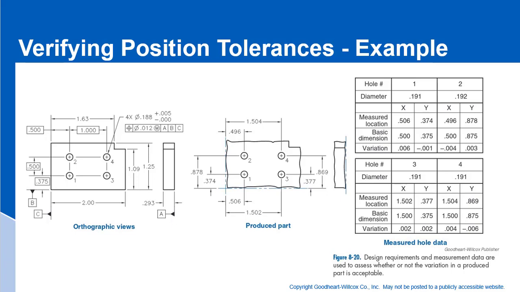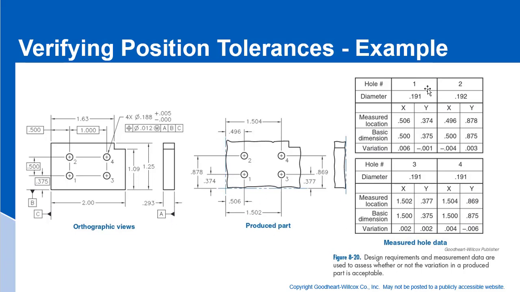So here's how we would verify a position tolerance. We have our tolerance and our feature control frame right there. We have our datum reference frame, three planes A, B, and C, and we have a 12 thousandths diametrical tolerance zone at MMC applied. So here's our produced part. 506 is what we actually made that hole to when it's measured to the datum reference frame, and 496 is this dimension here. These are the actual dimensions of the produced part.